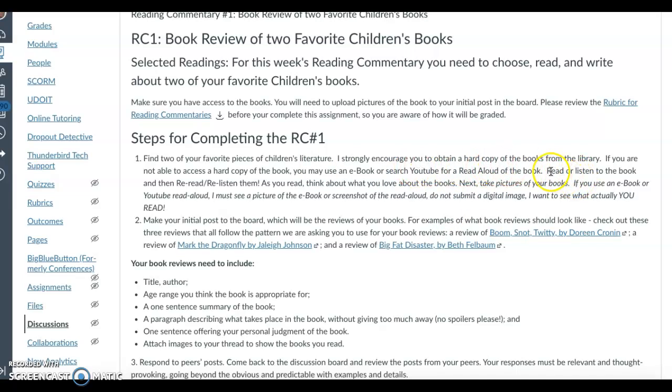You're going to read or listen to your book a couple of times, and next you're going to take a picture of your book. If you use an ebook or a YouTube read aloud, I must see the picture or screenshot of your ebook or of the read aloud YouTube pictures. So if you're on YouTube, pause it and take a screenshot or take a picture of the screen. I want to see what you're actually reading, not necessarily just an image of the book out there that you can find in stock images.